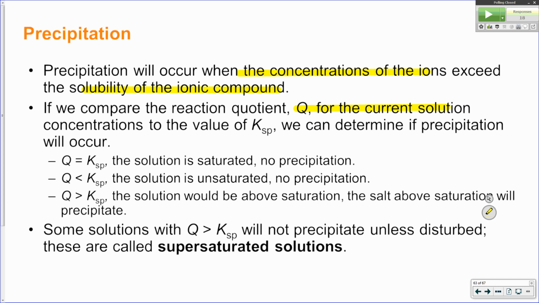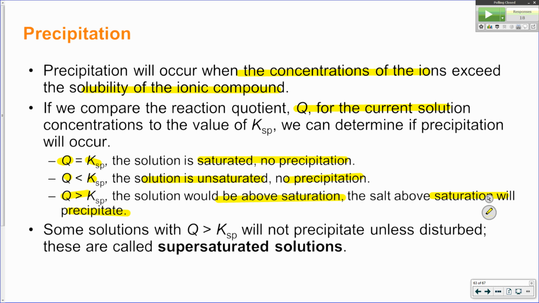If Q is equal to KSP, that means the solution is saturated at that point, but it's not going to form a precipitate. If Q is less than K, it means the solution is unsaturated and there's not going to be a precipitate form. If Q is greater than K, that means that the solution is saturated and that a salt or a precipitate will form in the solution.